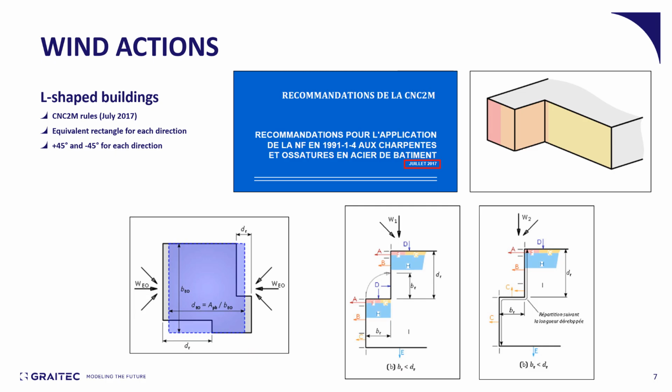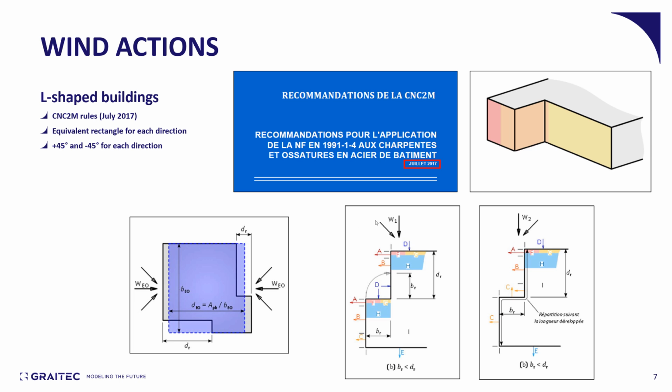So Advanced Design is also able to deal with L-shaped buildings, even though these shapes are not technically covered in the Eurocode 1, and this is why some countries have issued additional rules to the Eurocode 1. For example, in France, they were released in July 2017, and they explain how you can deal with L-shaped buildings. So first of all, for each direction, the engineer needs to consider an equivalent rectangular building. That way, we can estimate the dimension perpendicular to the wind and parallel to the wind.